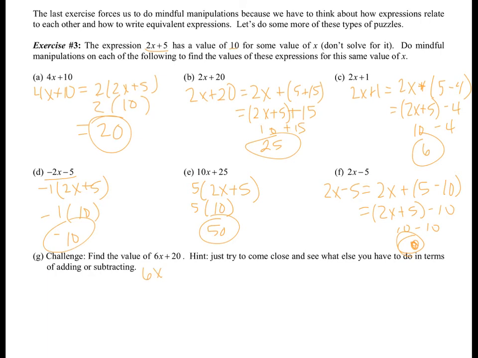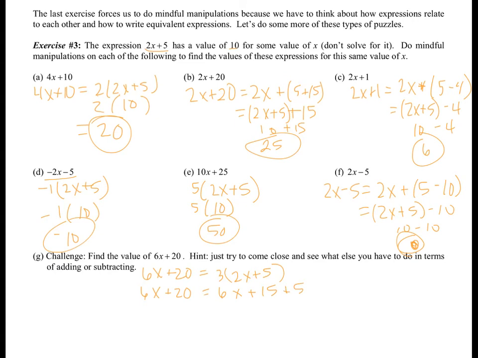So we need 6x plus 20 to become 2x plus 5. Well, I know that I need to multiply in order to get from 2x to 6x, so I have to multiply by 3. So I do have to multiply both sides by 3. Well, that will get me to 6x plus 15. So now, what do I have to add to the 15 to get to 20? Well, I have to add 5.